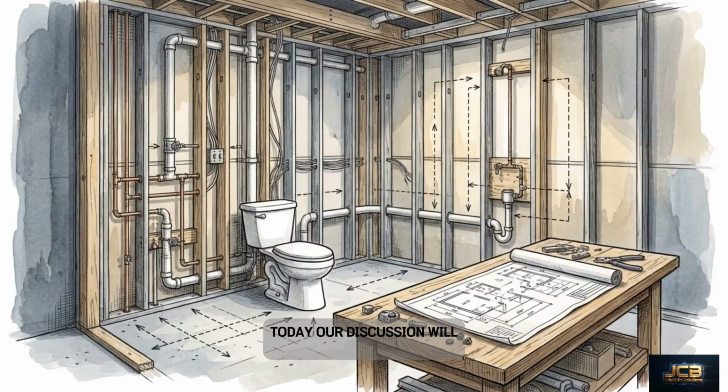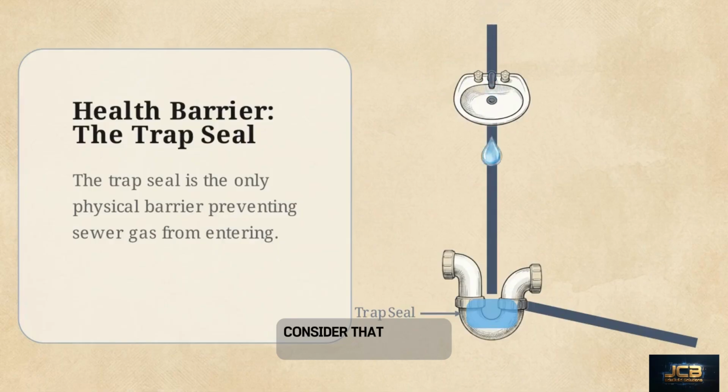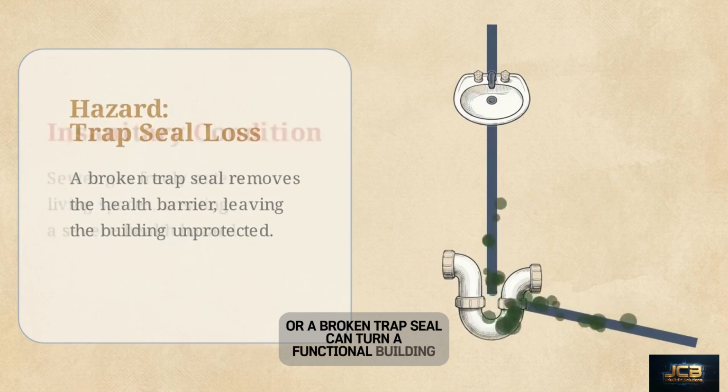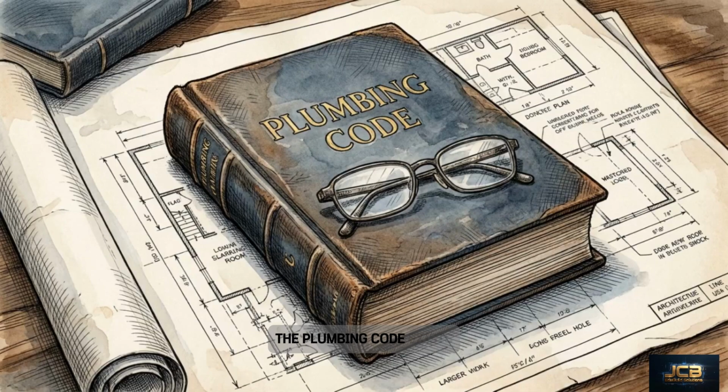Today, our discussion will be Sanitation, Plumbing Design and Installation Part 1. Bakit mahalaga ang sanitation sa plumbing system? Consider that a single cross-connection or a broken trap seal can turn a functional building into a source of waterborne illness. The plumbing code exists to provide the technical constraints that prevent these specific failures.